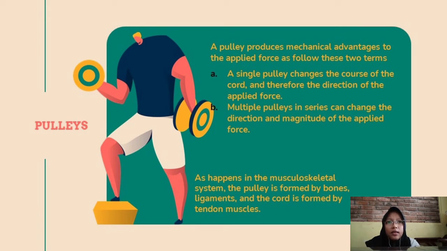For example, it happens in the musculoskeletal system. That is, the pulley is formed by bones and ligaments, and the cord is formed by the tendon muscles.